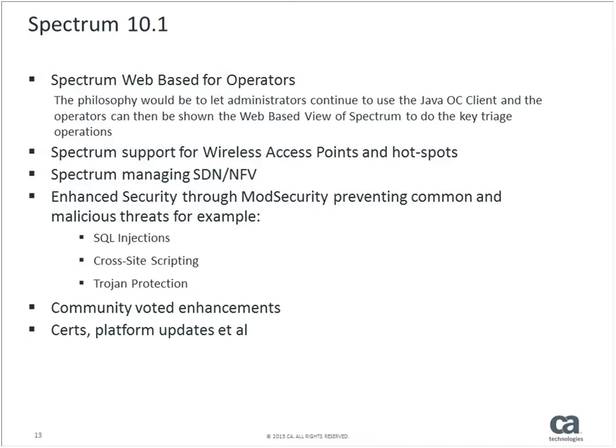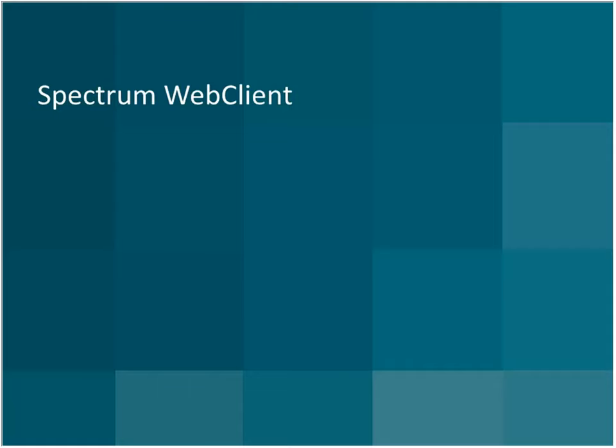And then obviously customer-voted and community-voted enhancements. We reviewed that, what we intend to do, the 9 items within 10.1. And then obviously our bread and butter, which is certifications, platform updates, and so on and so forth.